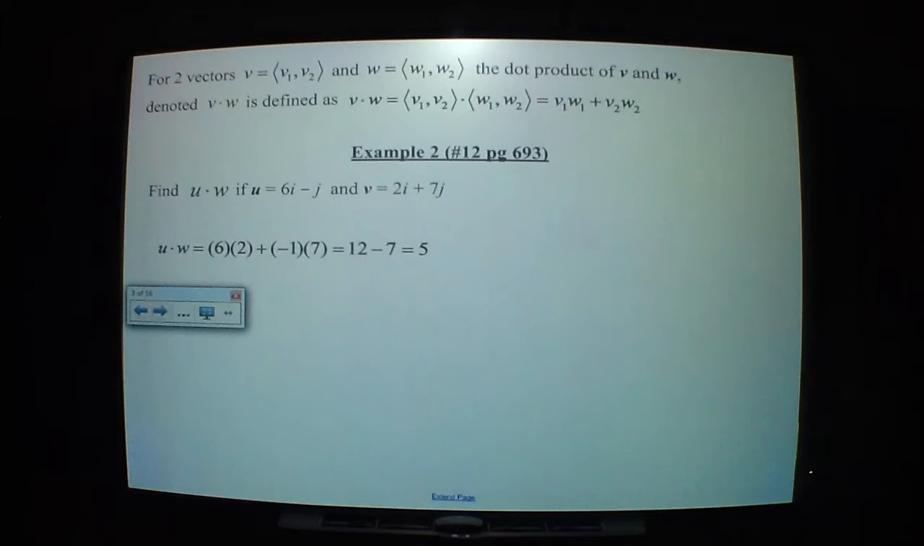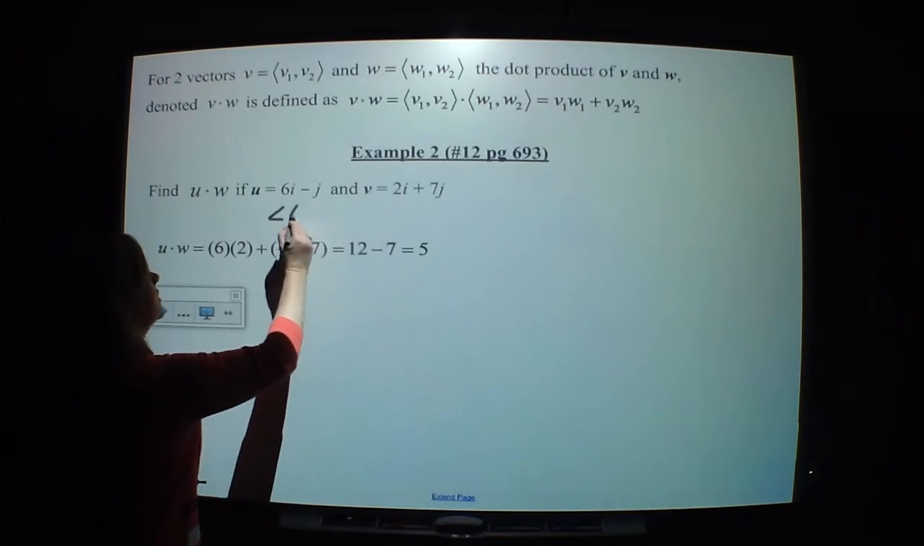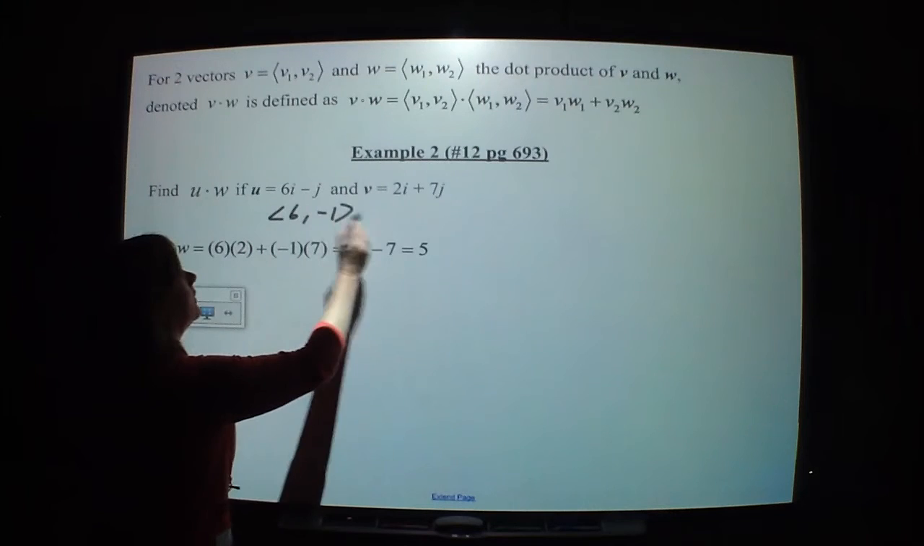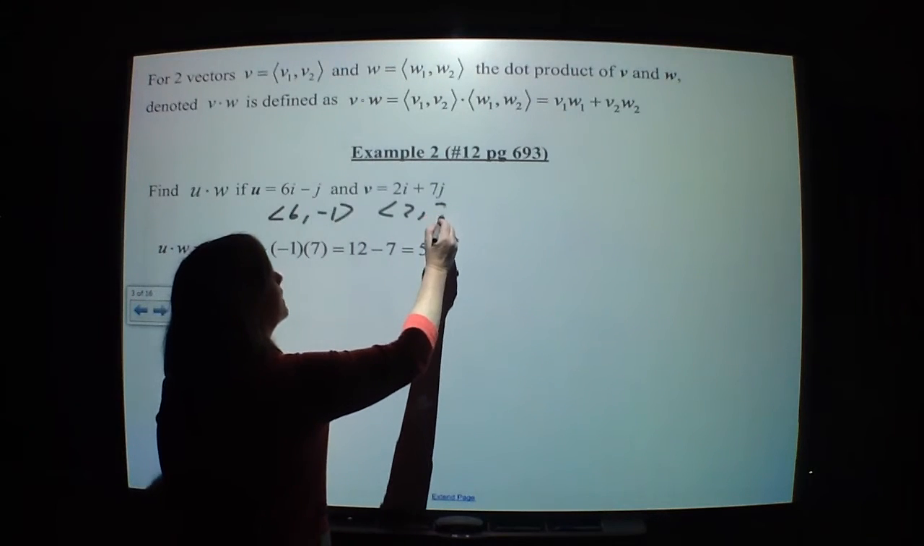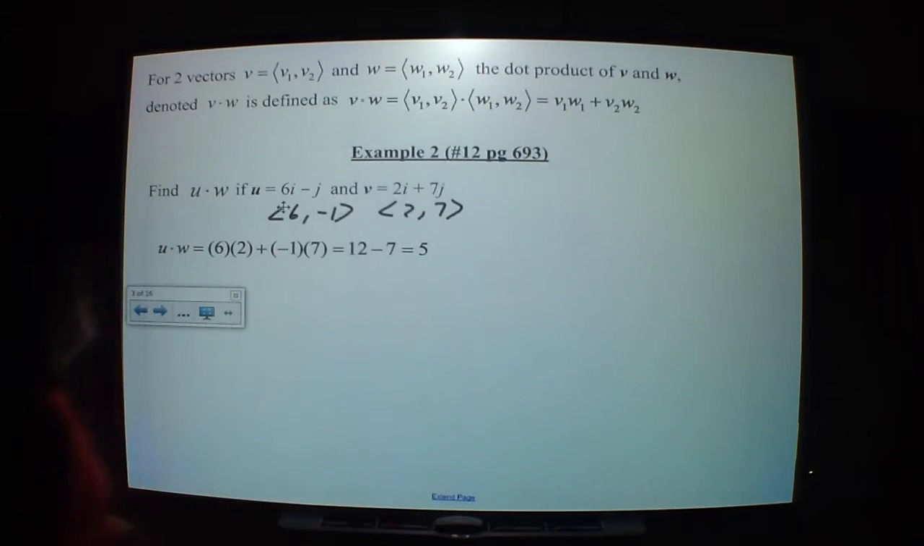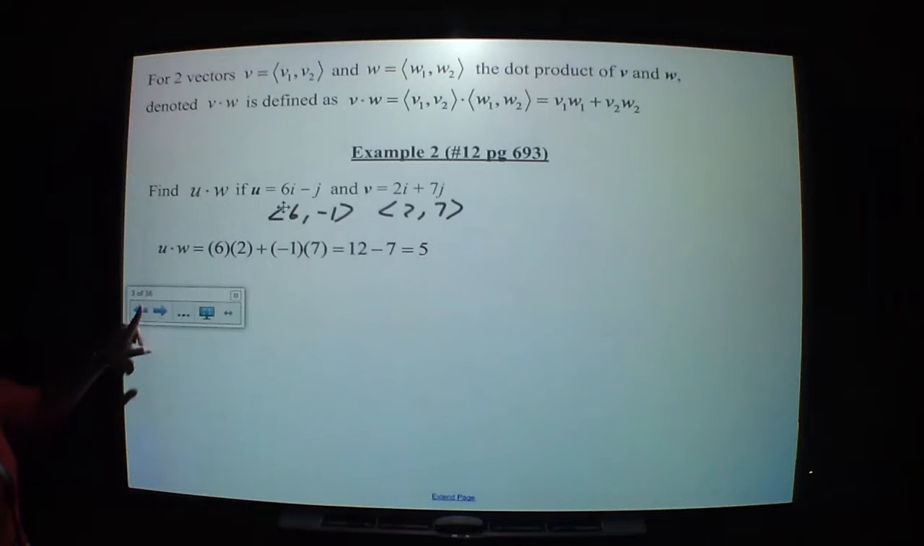Example 2. If the vectors are 6i minus j and 2i plus 7j, remember this is really just the vectors 6, -1, and 2, 7. So you take 6 times 2 and add it to -1 times 7. So 12 plus a -7 is 5, and you're done.